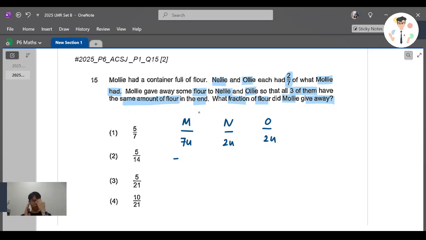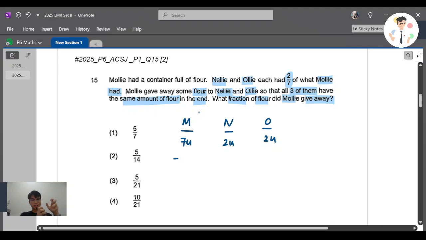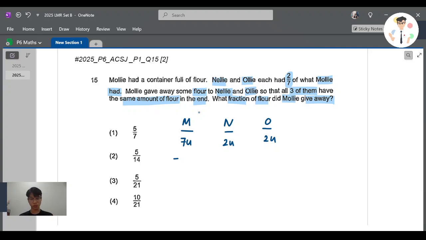Now, a very important concept here is that when M is giving something to N and O, what is still supposed to be the same? The total is still supposed to be the same, right? So what I notice is that I need to make these 3 equal, the same flour in the end. So what I can do is 7 plus 2 plus 2.